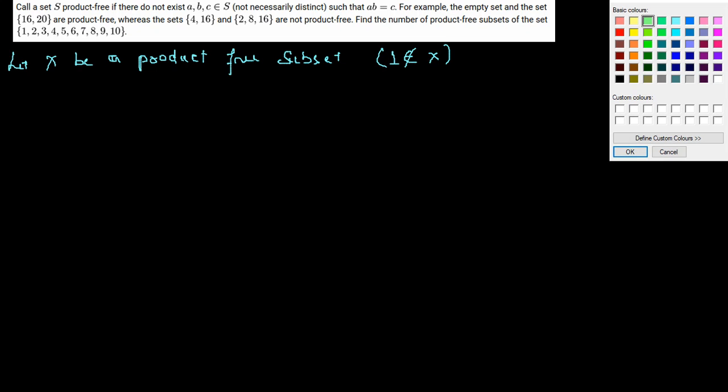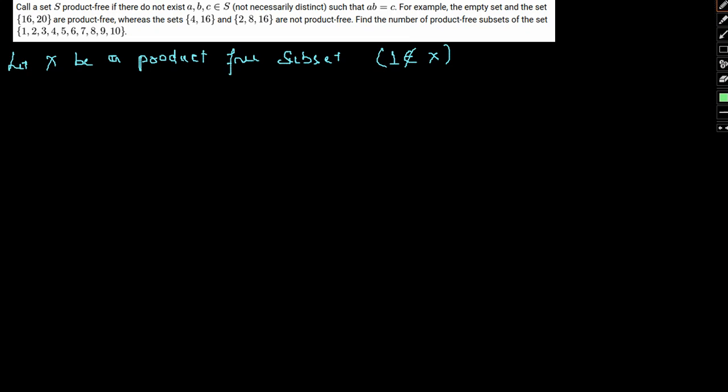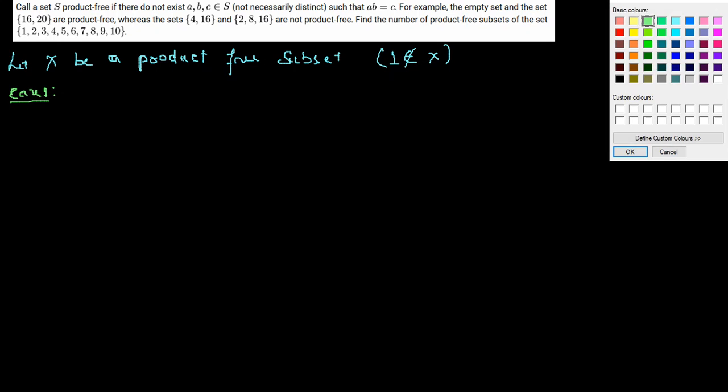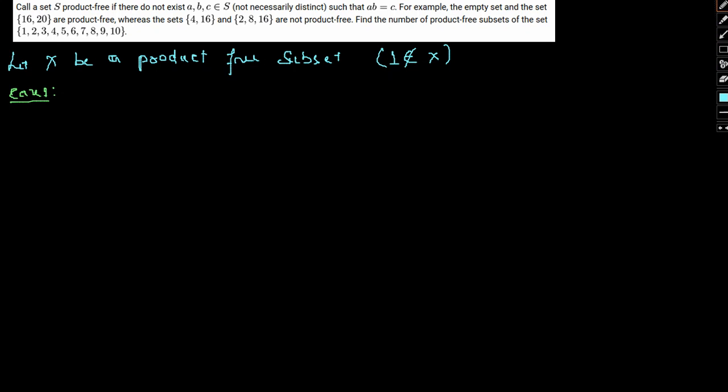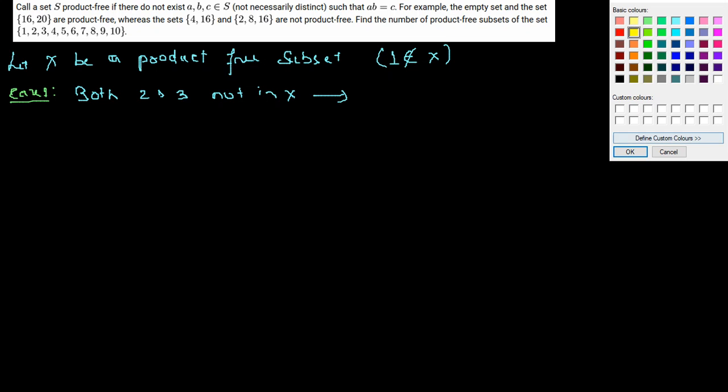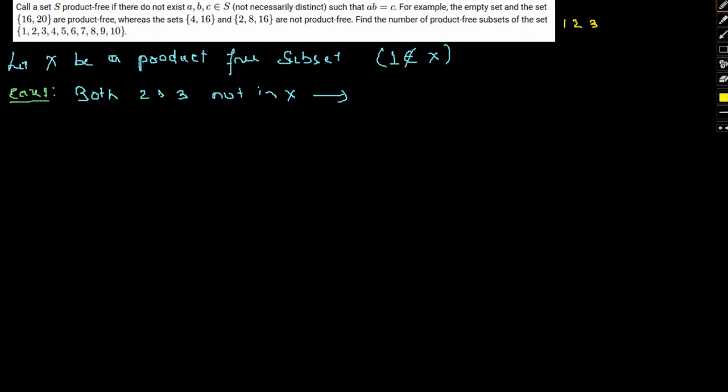Alright, so case 1, being both 2 and 3 not in X. So therefore the total number of possibilities in this particular case will be, let me just draw out the numbers. Say 1, 2, 3, 4, 5, 6, 7, 8, 9, 10.